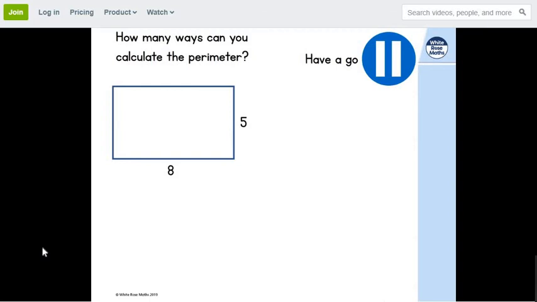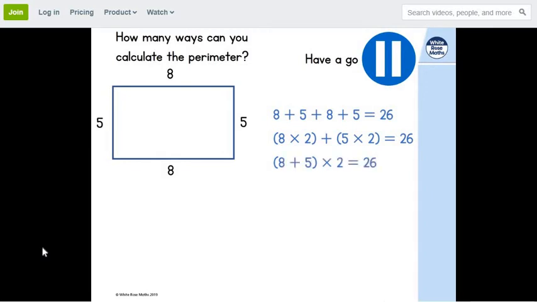So, how many ways can you calculate the perimeter of the blue rectangle? Pause the video, have a think for yourself first. Let's have a look then. Maybe you filled in the opposite sides and then added them up. So 8 plus 5 plus 8 plus 5. Perhaps you thought, well, I know there's going to be 2 8s, and I know there are going to be 2 5s, so I could do 8 times 2 plus 5 times 2. Or you may have just done, well, I could just add 8 and 5 together and then double that, which would have given you 26 as well.